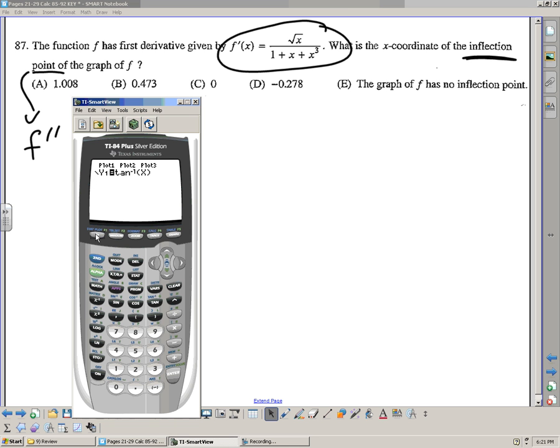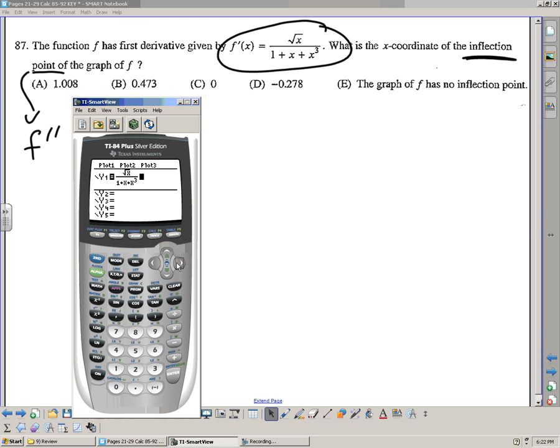So clear this out. Y equals, clear this stuff out. I want to make a fraction here. To make a fraction, you press alpha, y equals, enter. That makes a fraction on the calculator. Second, square root of x over 1 plus x cubed. You can always go old school and just do square root of x divided by parentheses 1 plus x cubed.